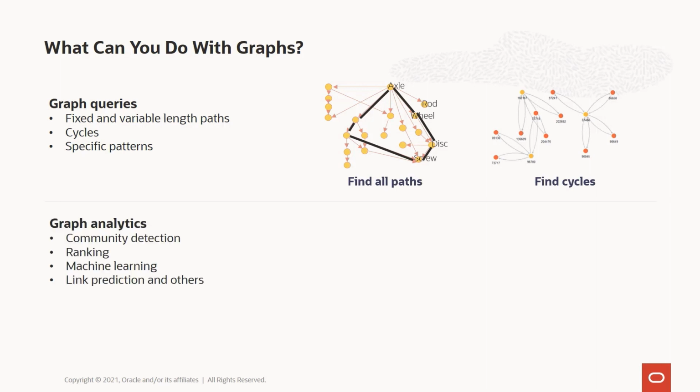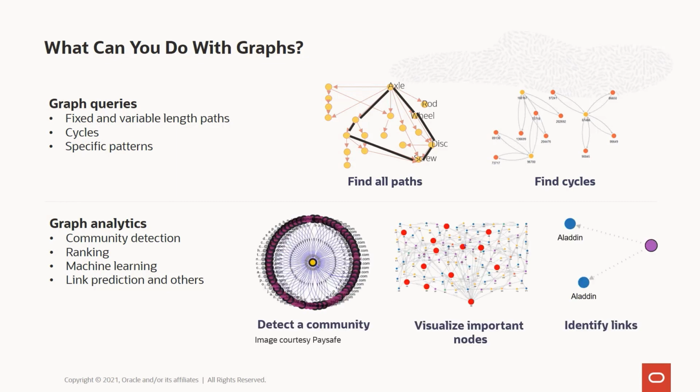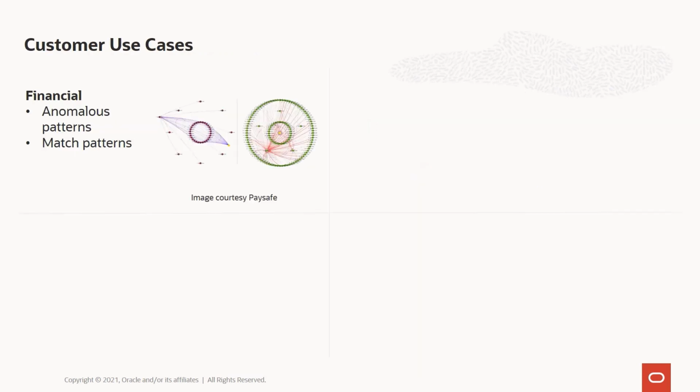And in the algorithms, you have a variety of algorithms that you can apply to your graph to detect communities, to find important nodes, for example, using the PageRank algorithm. You can do graph machine learning on your graph. You can analyze the structures in your graph, and so on.